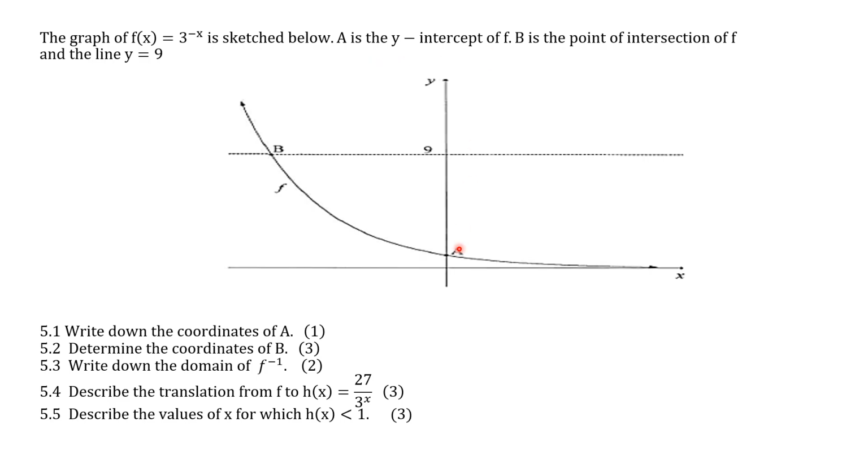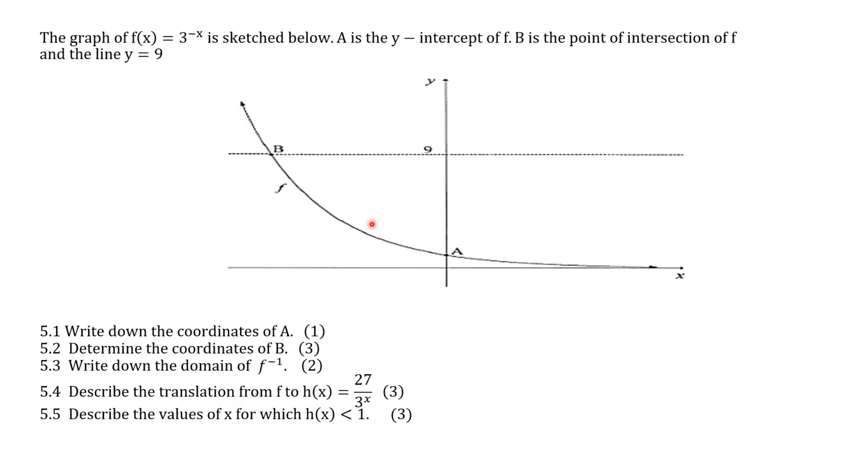A is the y-intercept, and B is the point of intersection of f and the line y equal to 9. So where B is, we have a y value of 9. We don't know what x is, but its coordinates are x and 9. 5.1, write down the coordinates of A for 1 mark. 5.2, determine the coordinates of B for 3 marks. 5.3, write down the domain of the inverse.